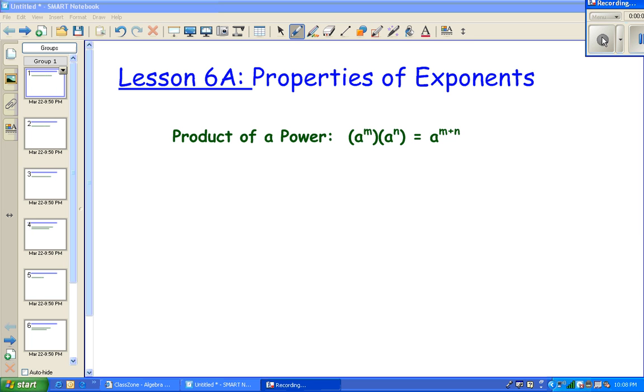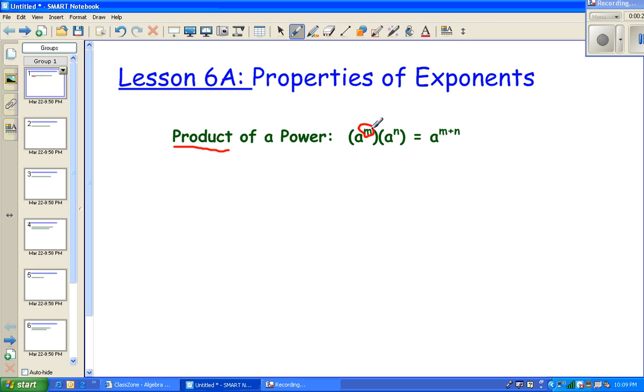The first lesson in Unit 6 on polynomial and polynomial functions is your ability to remember all of the properties of your exponents. The first one we're going to look at is called a product of a power. Product meaning multiplication, power meaning your exponents here.